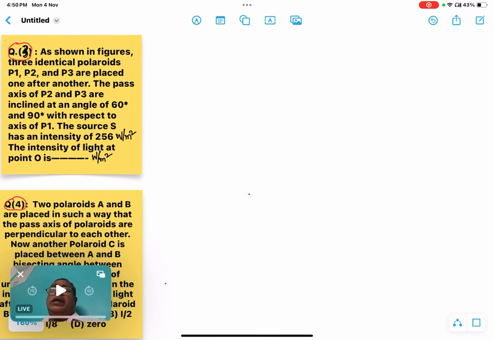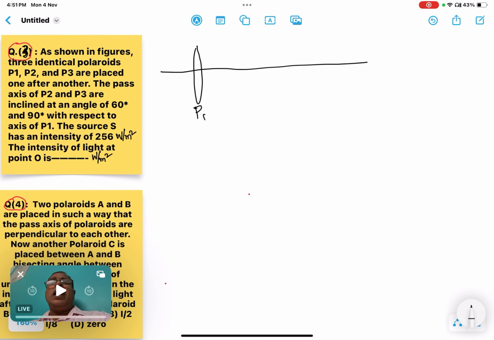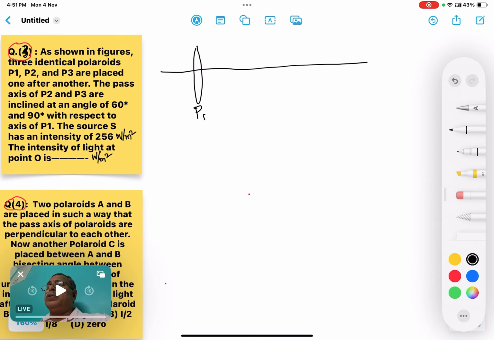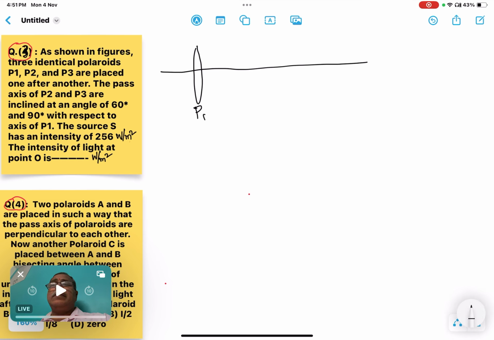As shown in the figure, 3 identical Polaroids are there. This is the first Polaroid sheet, P1. Unpolarized light passes through the first Polaroid sheet and then through the second Polaroid sheet, and then the third Polaroid. The sheets are inclined at 60 degrees and 90 degrees with respect to axis P1. The first Polaroid sheet is vertical. The second Polaroid sheet P2 is at an angle of 60 degrees with the vertical.